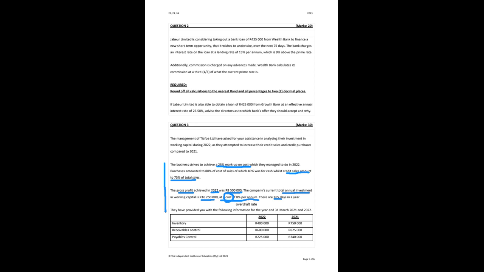Then they have said purchases are 80% of your cost of sales, and of that, 40% is for cash. So if 40% of my cost of sales is for cash, then that means that 60% is credit.